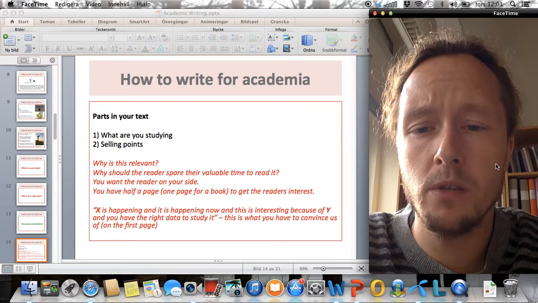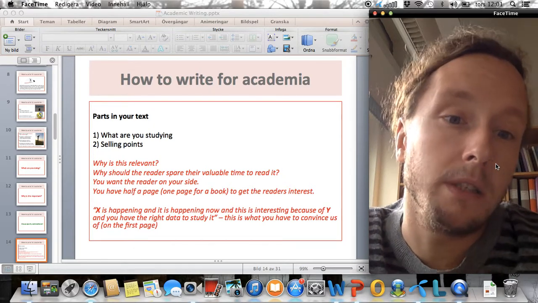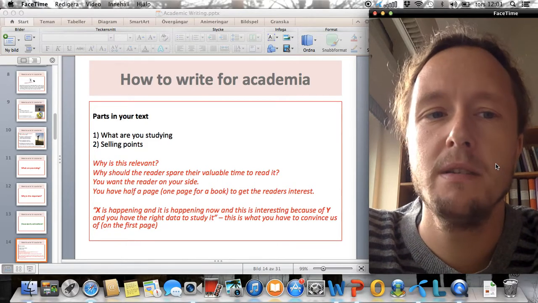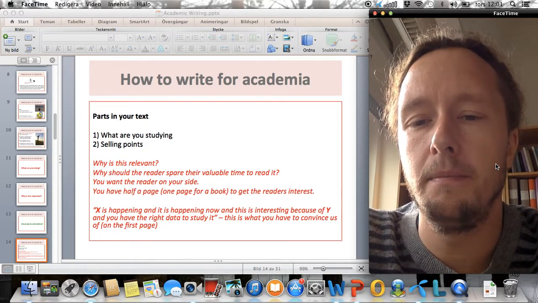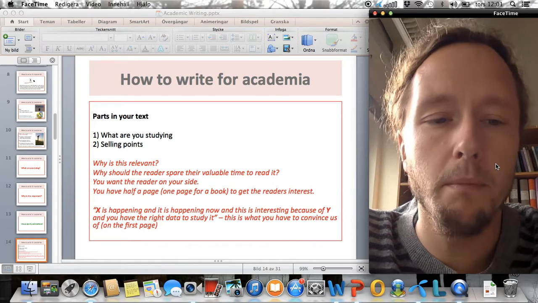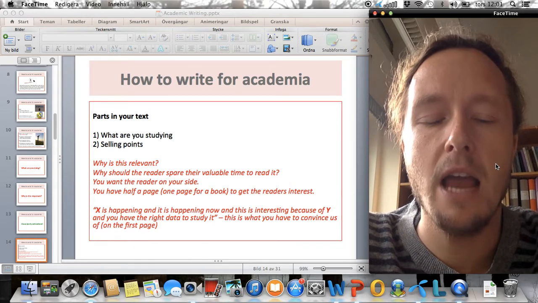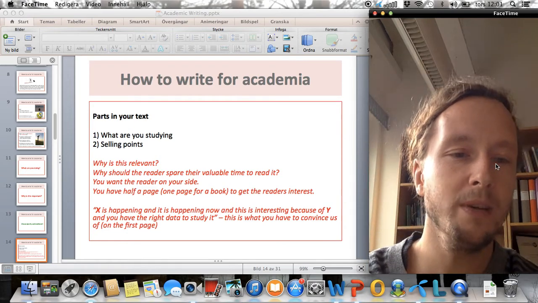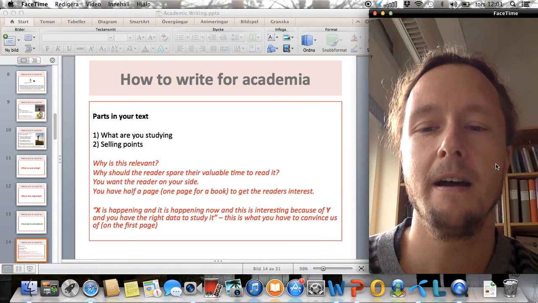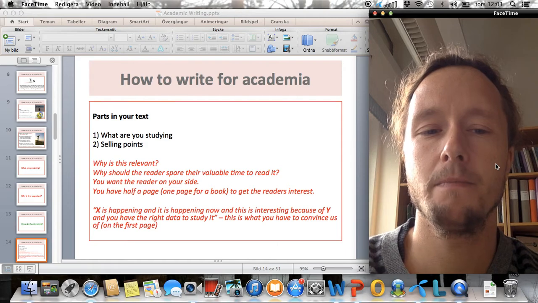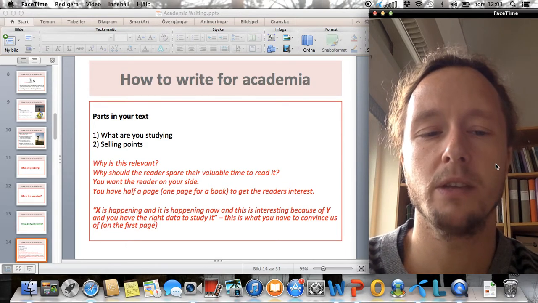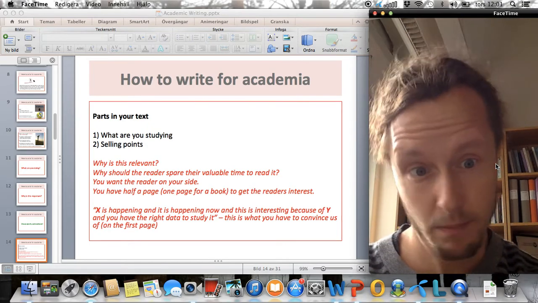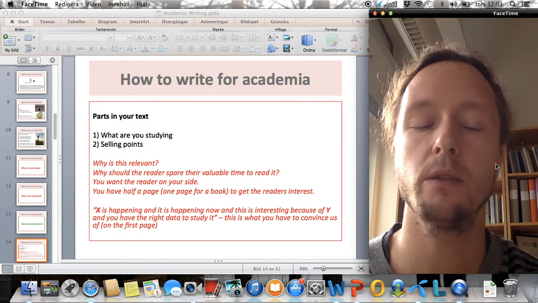So if we start with the introduction, which is often what a thesis starts with, you need to tell the reader from the beginning what you're studying, and you also have to sell the thesis to the reader and to the examiner. My advisor told me when I did my PhD thesis that you have approximately one page. This means you have approximately half a page to get the reader on your side.